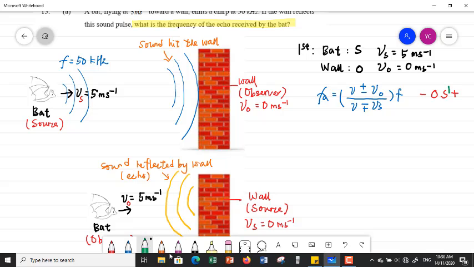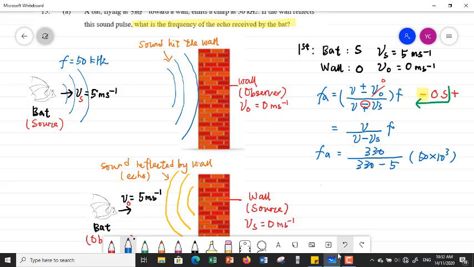So our source is approaching the observer, so we get a negative sign for Vs. So we have V over V minus Vs multiplied by F. So speed of sound 330, 330 minus speed of source 5. Frequency is 50 kHz, kilo times 10 to the power of 3. So we get the apparent frequency 50,769.23 Hz. So this will be the frequency that will be reflected by the wall.